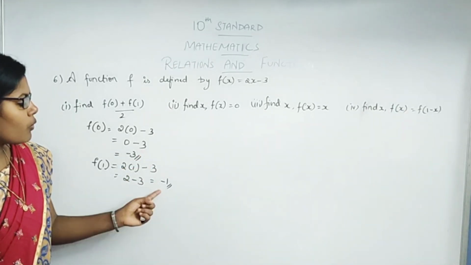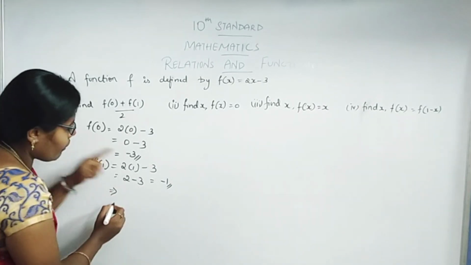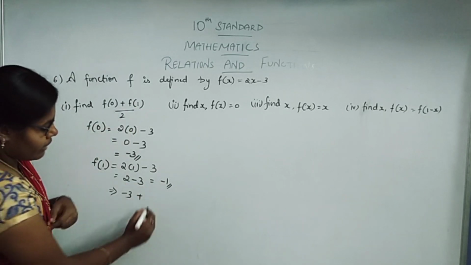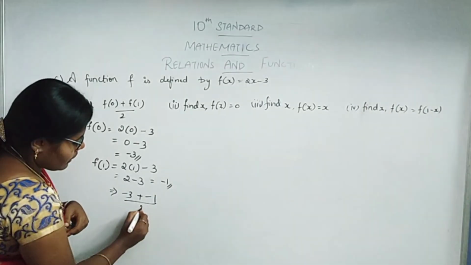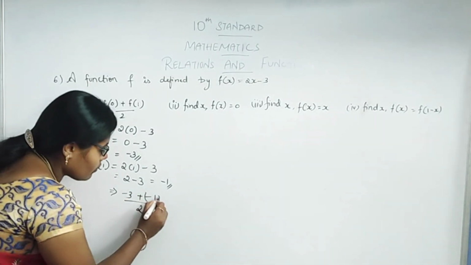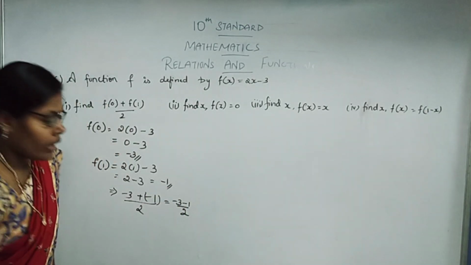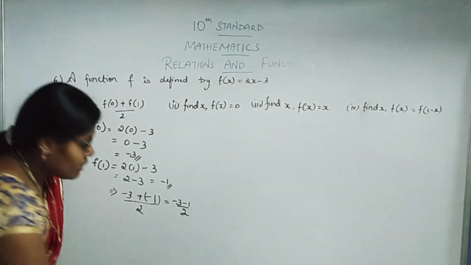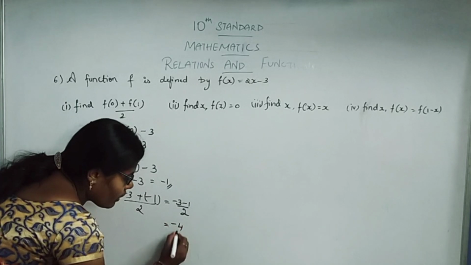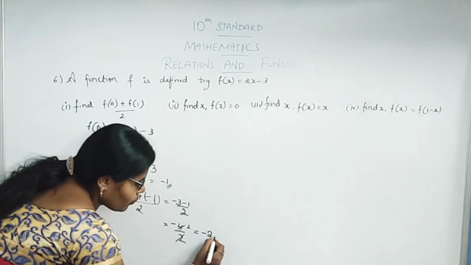Substitute both values in this equation. f of 0 is minus 3, plus f of 1 is minus 1, divided by 2. Plus into minus is minus, so it is minus 3 minus 1 divided by 2. Minus and minus add up to 4, but the greater number's sign is minus, so it is minus 4 divided by 2. 2 twos are 4, so your answer is minus 2.